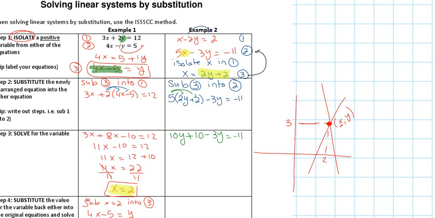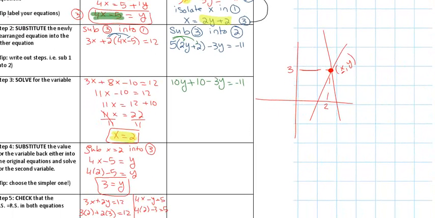Now what do I do? Collect like terms. What are my like terms here? 10y and minus 3y. So this one and this one. So that gives me 7y plus 10 equals negative 11.